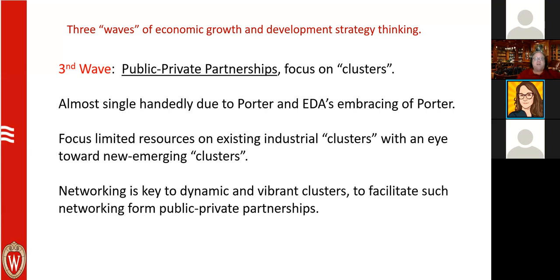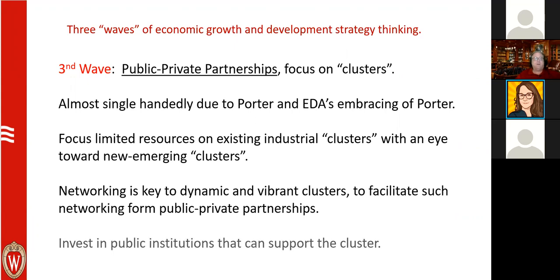Okay, networking is key to dynamic and vibrant clusters. How many of you have heard the phrase, it's not what you know, it's who you know? For a cluster to be viable, these companies have to be sharing information a little bit. Again, they're not colluding because that's illegal. But by these informal networks and sometimes formal networks, information is shared. They're still competitors, but by sharing information, they can become more innovative. And the public-private partnerships help facilitate that process.